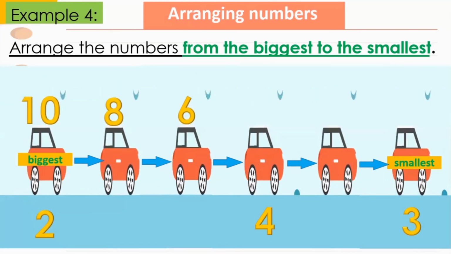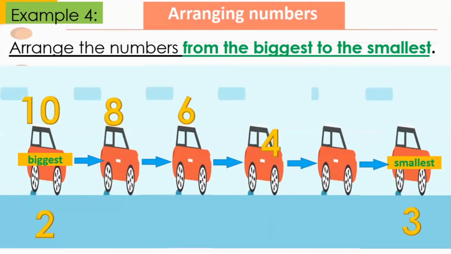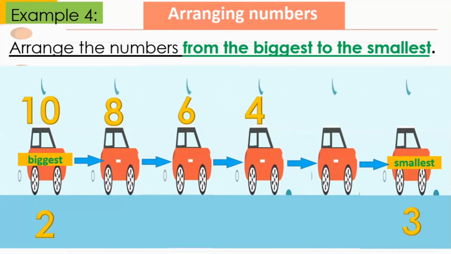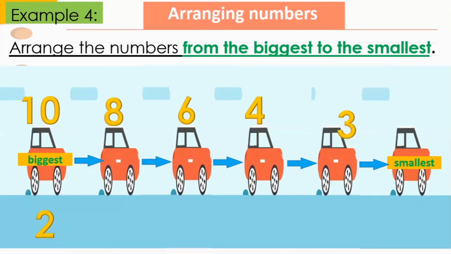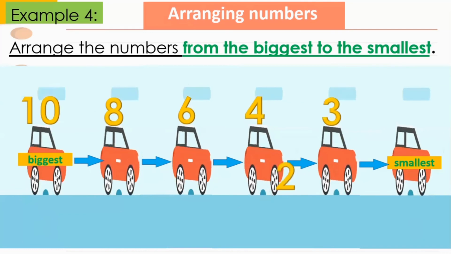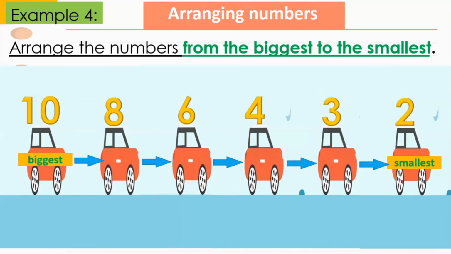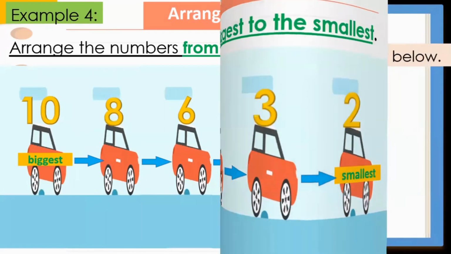As we all know, 4 is bigger than 2, right? And also 4 is bigger than 3. Therefore, 4 is the next number. And we have 2 and 3 right here. As we all know, 3 is bigger than 2. Yes, Teacher Joy. So therefore, that is the next number. Followed by the last one, which is the remaining one, 2 is the smallest number. So therefore, this is the example of the numbers from the biggest to the smallest.